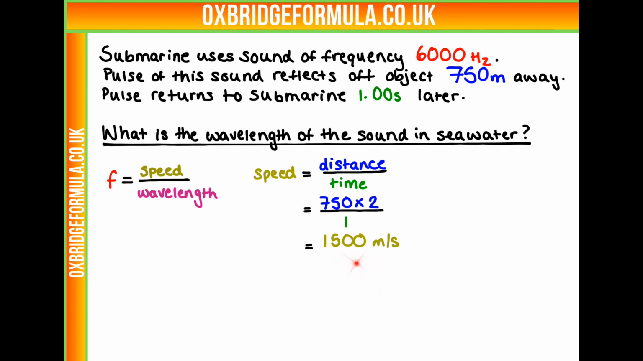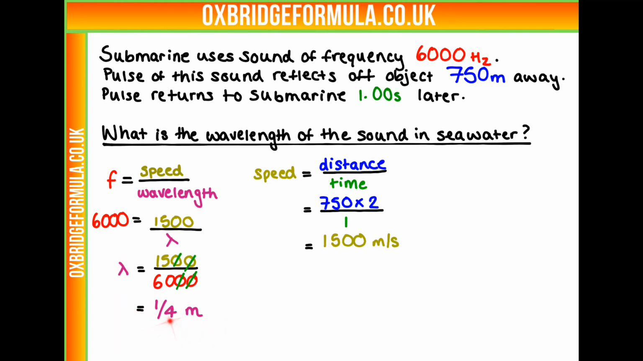And so knowing this, we can put all of our information into our original equation. So our frequency is 6,000 Hz, and that equals 1,500 over our wavelength. So we could just rearrange that by multiplying both sides by the wavelength and then dividing by the frequency to get our wavelength as 1,500 over 6,000. And then we can simplify that down, get rid of these zeros, that's just 15 over 60, or 1 over 4 metres. That's our wavelength.